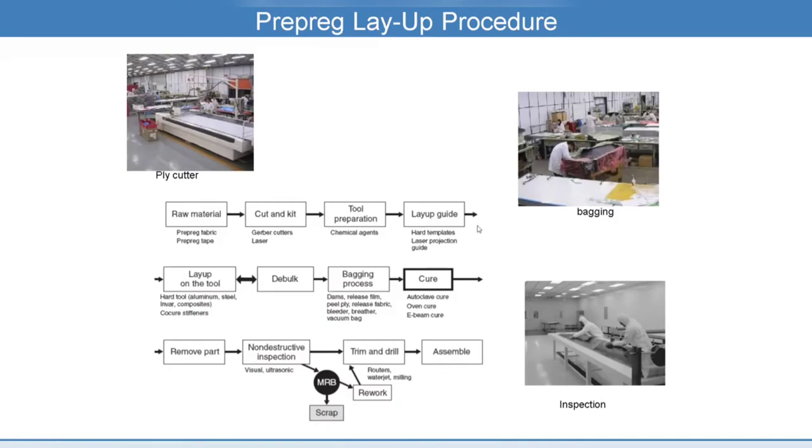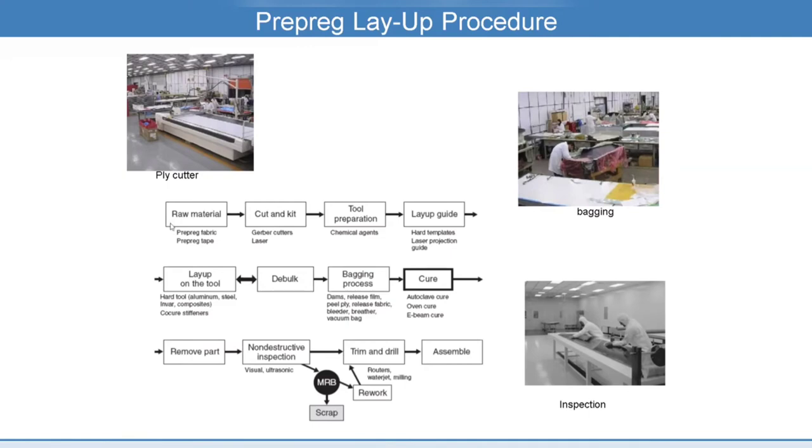Then I have the layup guide, and these are hard templates that provide guidance on how to put everything together. Then I'll lay it up on the tool. So I have aluminum, steel, invar, that could be your tool, and then I'll bring all the plies and stack them up to create the layup. When I say layup, I mean I'm stacking up more than one lamina into a single laminate.